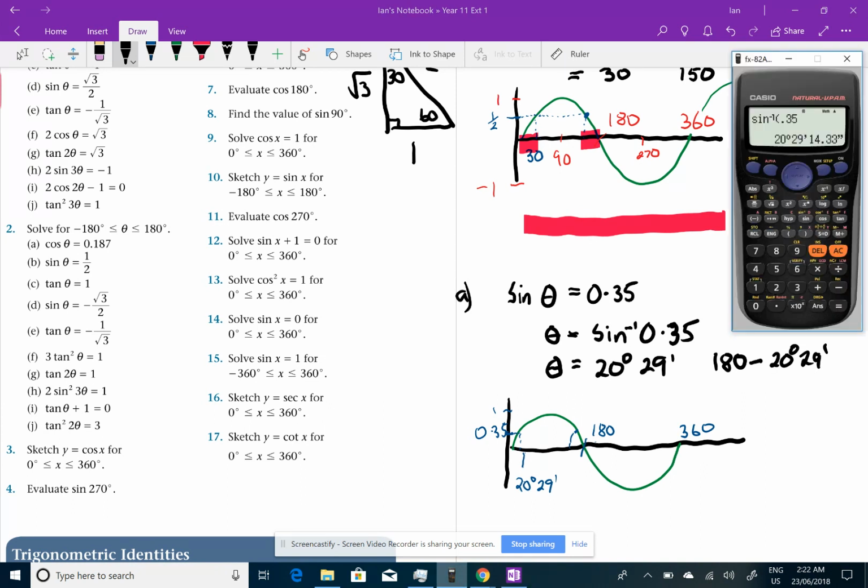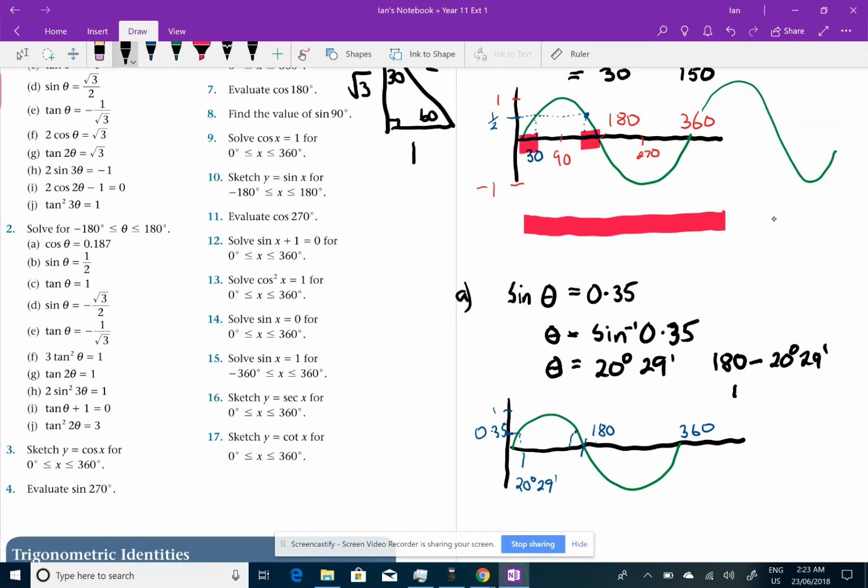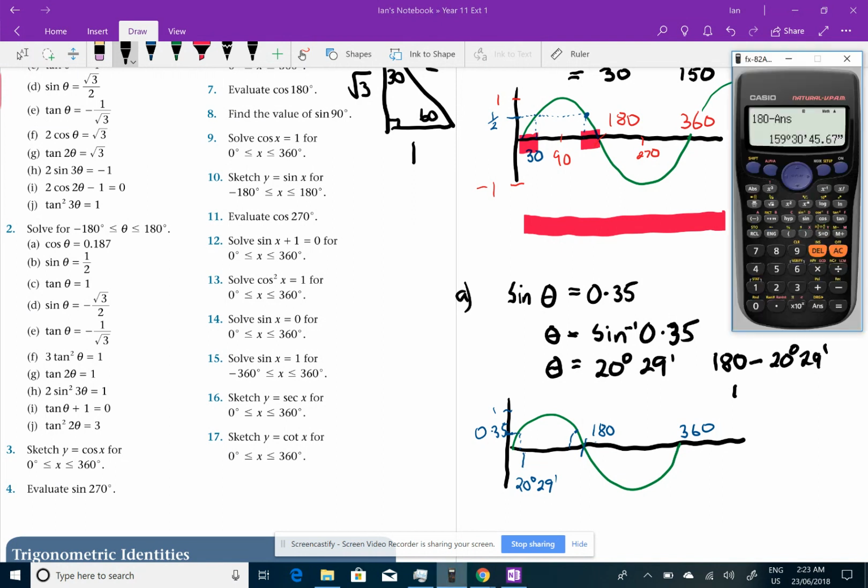So I get my calculator out and I've got it there. So I'm going to go 180 minus my answer. I get that, but I want it in degrees, minutes and seconds. And I get, what was it again? 159 degrees, 31 minutes.